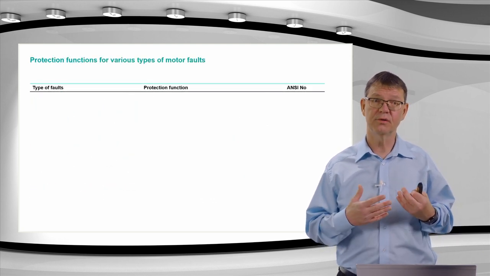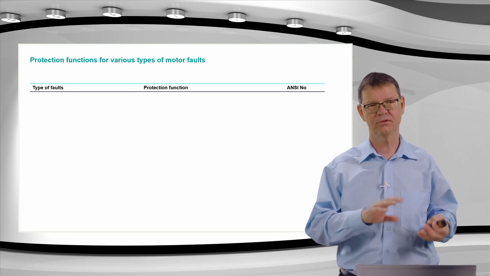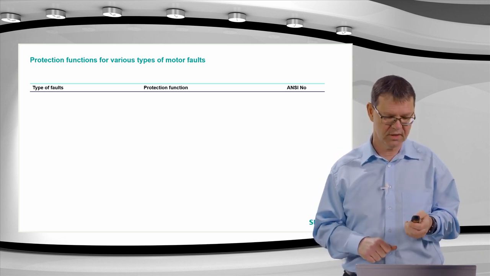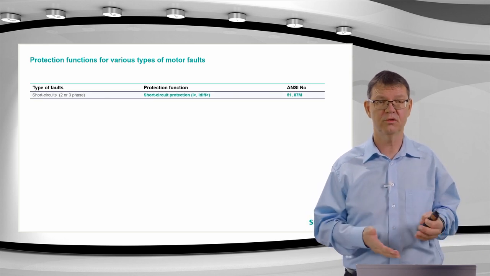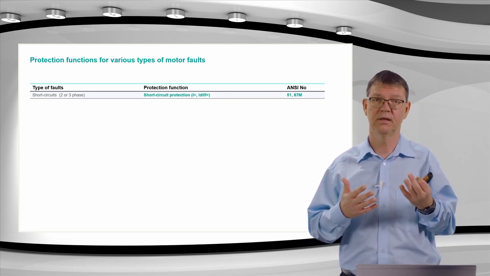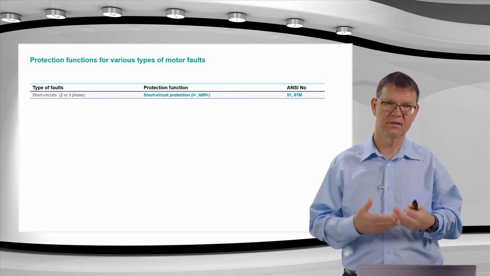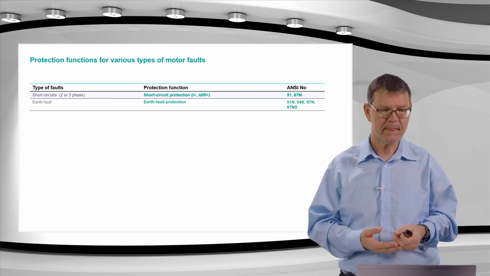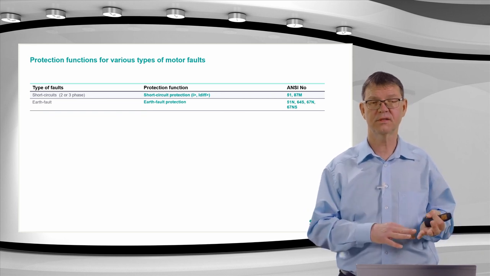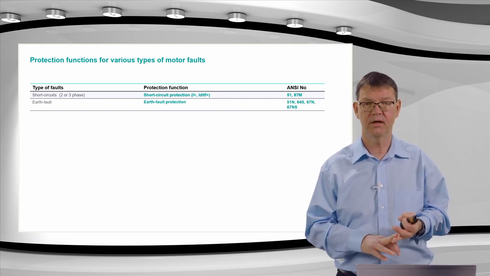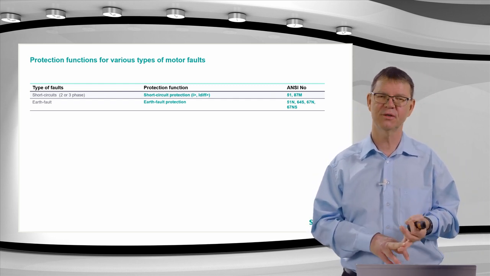Good, let's have a look at the protection functions and the type of faults, or the other way around, the type of faults and which protection functions we have for that. First, we have short circuits in the motor, 2 or 3 phase, and here we can apply an overcurrent protection function or also a differential protection. Then we have earth faults or single phase to ground faults in the motor. Here we have typical earth fault or ground fault protection functions.